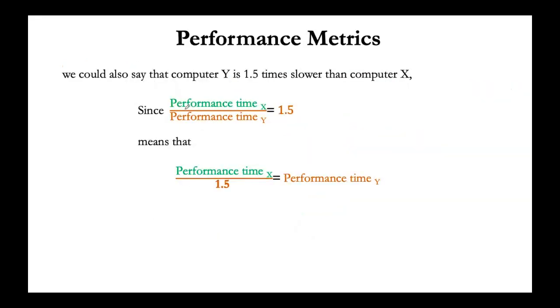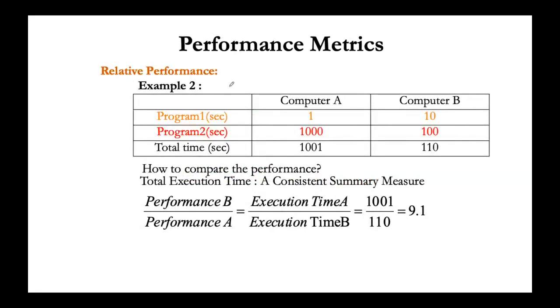So let us see, we could also say that computer Y is this time slower than your X. Since the performance of your X compared to your performance of your Y is 1.5, it means that the performance of your X is 1.5 times the performance of your Y. Right? So see, for another example, suppose there are two programs, program 1 and program 2, in terms of seconds.